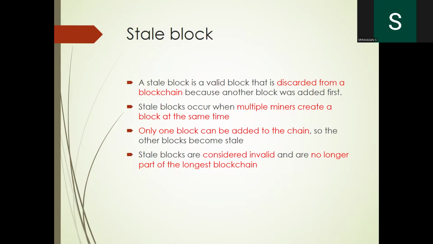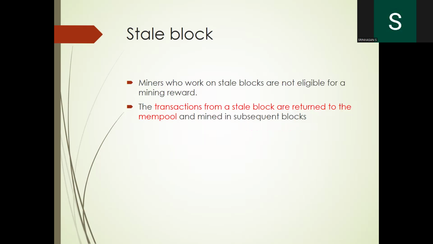Another type of block we use in the Bitcoin network is stale block. The stale block is a valid block. It is discarded from a blockchain because another block was added first. A stale block occurs when multiple miners create a block at the same time. However, only one block can be added to the chain, so others cannot be included or part of the blockchain. Stale blocks are no longer part of the longest blockchain. Miners who work on the stale block will not get any reward.